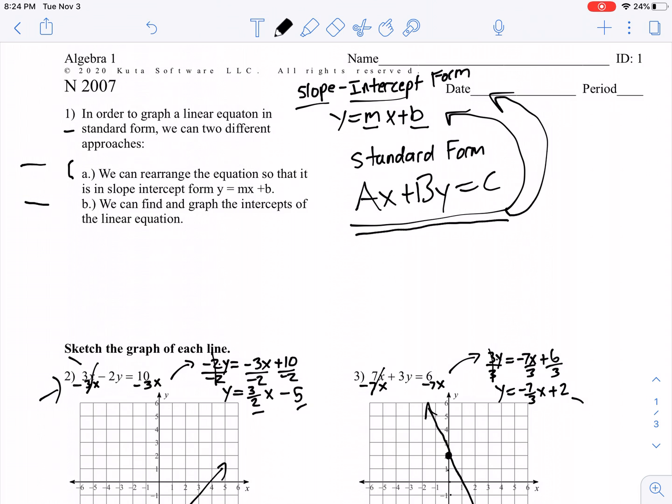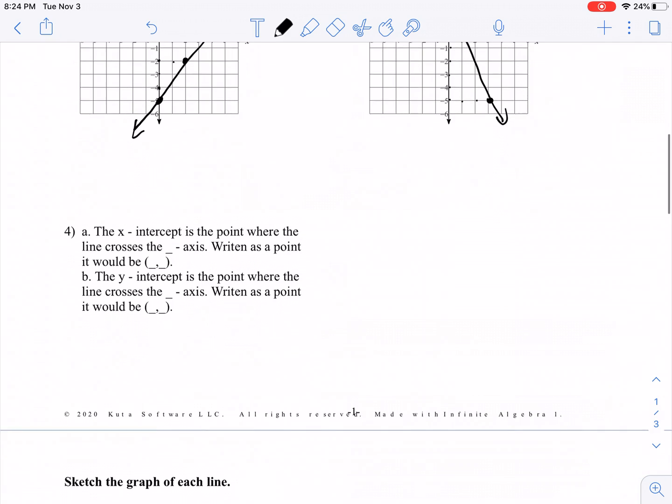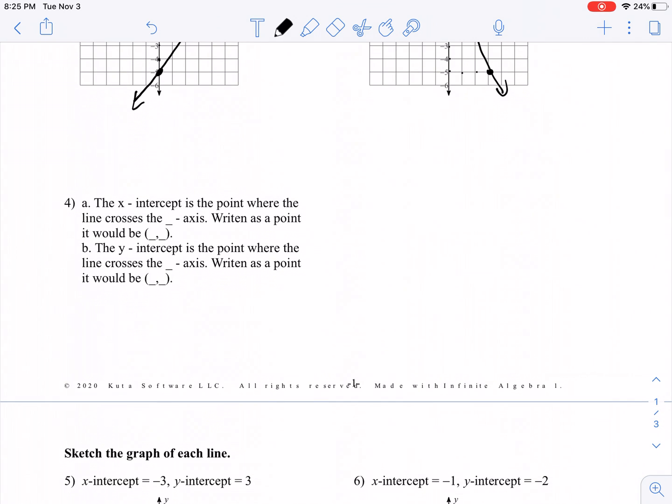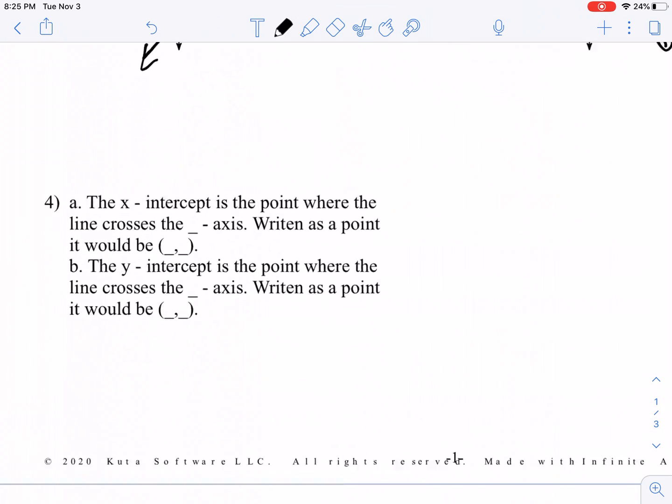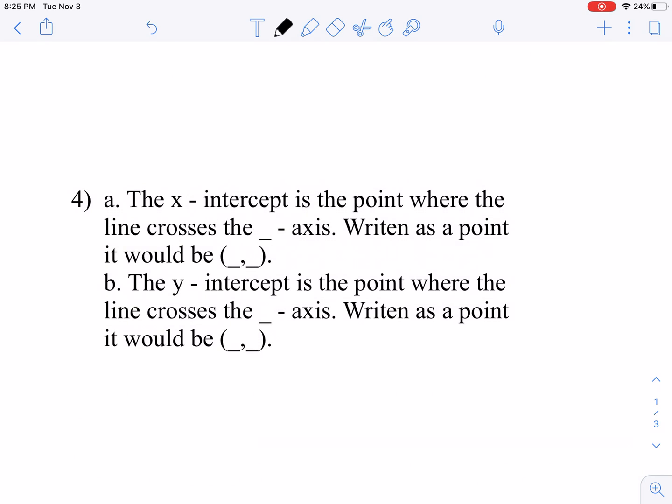We can find and graph the intercepts of the linear equation. When we're talking about the intercepts, we're talking about the x-intercept and the y-intercept. What's the x-intercept? The x-intercept is the point where the line crosses the x-axis. That's why it's called the x-intercept. Written as a point, it would be (x, 0). In other words, we're not going up and down on the y. We're crossing the x-axis, but we're not going up and down on the y.